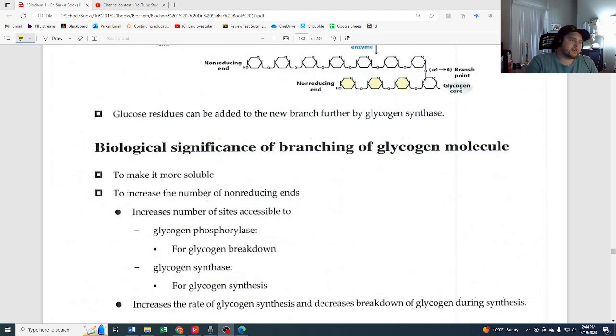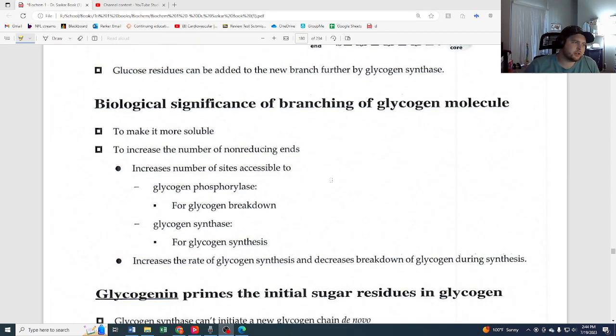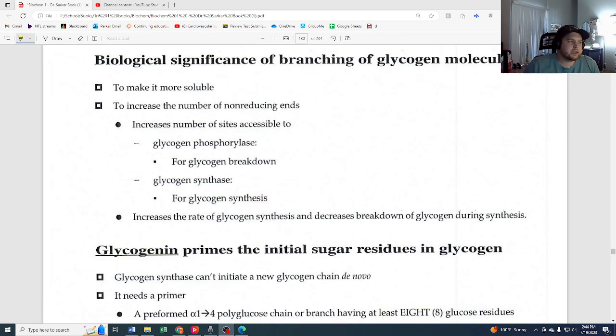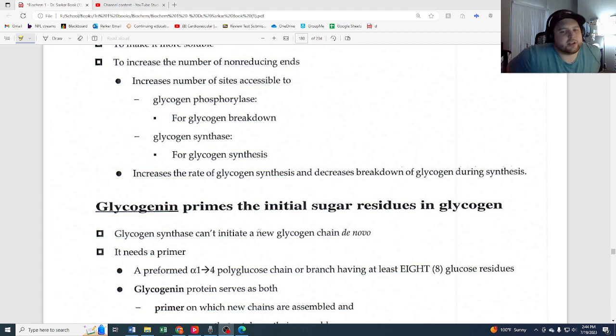The biological significance of branching of the glycogen molecule: to make it more soluble, to increase the number of non-reducing ends, increasing the number of sites accessible to the glycogen phosphorylase for glycogen breakdown, as well as the glycogen synthase for glycogen synthesis. So we can break it down faster and we can build it up quicker. Body's all about being efficient, as well as saving as much space as we can. This also increases the rate of glycogen synthesis and decreases breakdown of glycogen during synthesis.